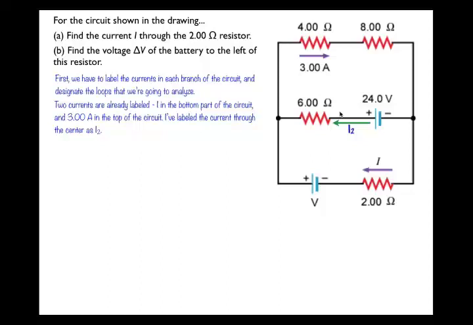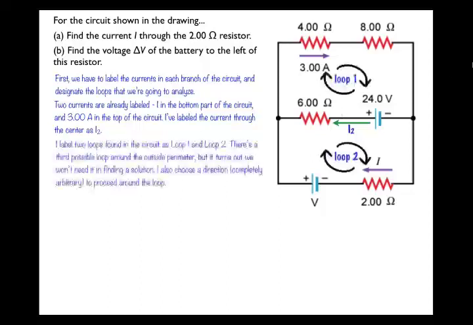Alright, there are 3 loops, but I'm only labeling 2 of them. So this top half of the circuit I'm calling loop 1, the bottom part of the circuit I'm calling loop 2. And I have to decide a direction to process around the loop when I'm writing my loop equation. Again, this is a completely arbitrary choice. You can go either direction. I'm going to go clockwise around both of these loops, but you can just as correctly go counterclockwise and arrive at the exact same solutions.